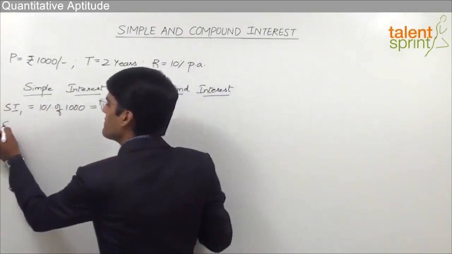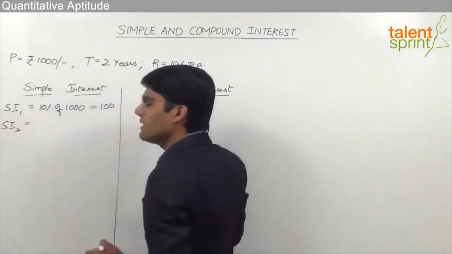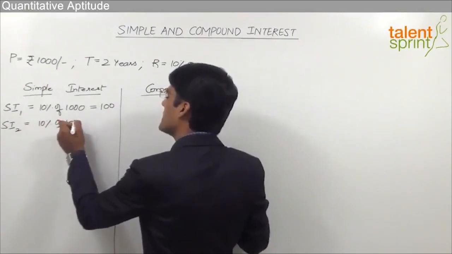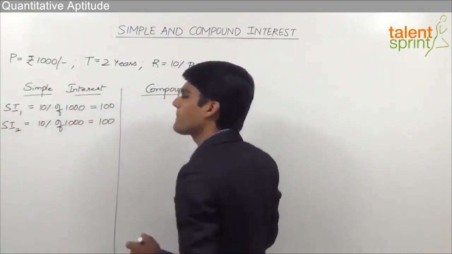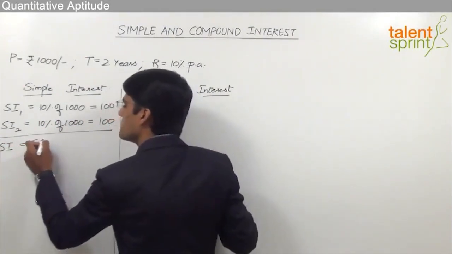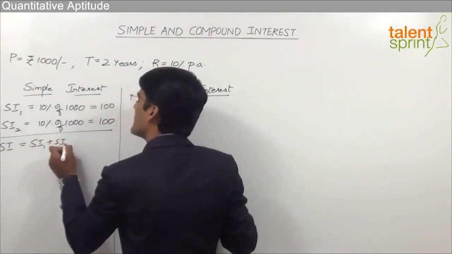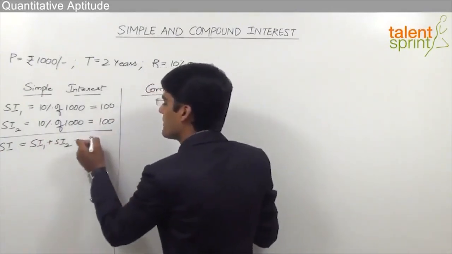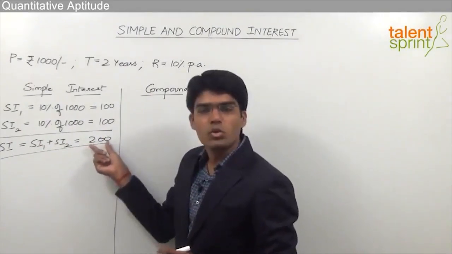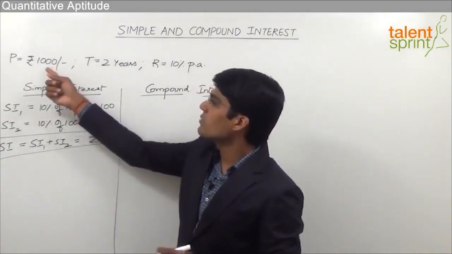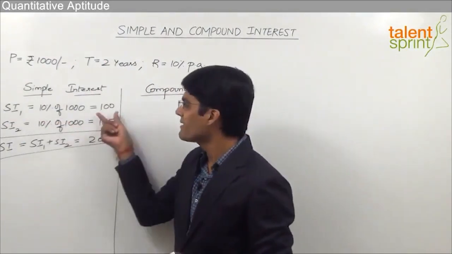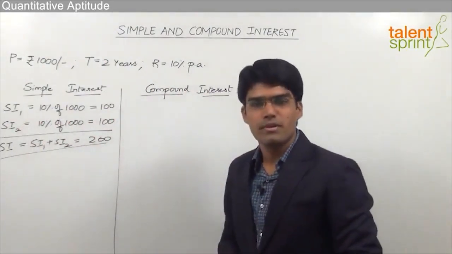Let us now calculate the simple interest for second year. Now even for second year, the simple interest will be 10% of the principal amount, that is equal to 100 rupees. Now if you find out the total interest here, total simple interest will be equal to simple interest of first year plus that of second year, which comes out to be 100 plus 100, 200 rupees. So we can understand that the borrower has to pay 200 rupees for borrowing 1000 rupees for a period of 2 years at 10% per annum. Why? Because interest for first year is 100 and for second year also is 100 rupees.